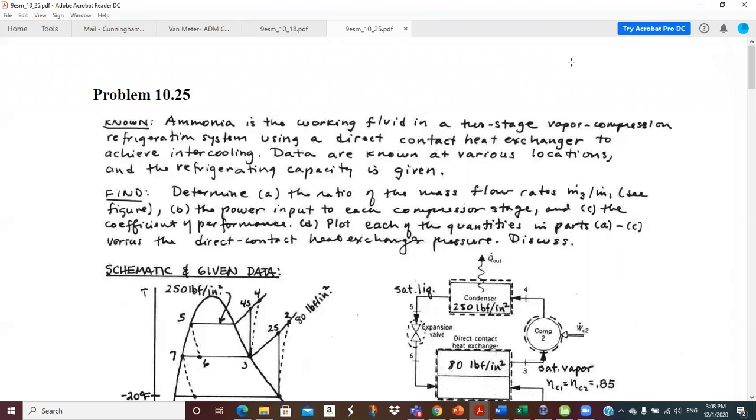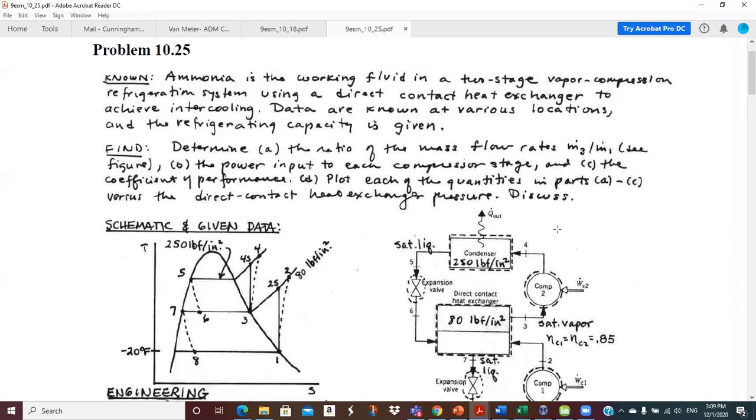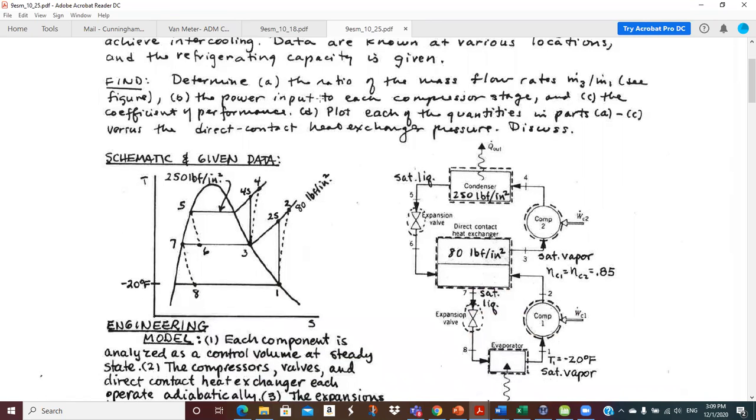Okay, so we're on to problem 10.25. And this is kind of an interesting system. Ammonia is the working fluid in a 2-stage vapor compression refrigeration system using a direct contact heat exchanger to achieve intercooling. Data for the various locations and the refrigeration capacity is given. We'll see on the diagram. So we want to determine all of these things, and we'll get to those one at a time.